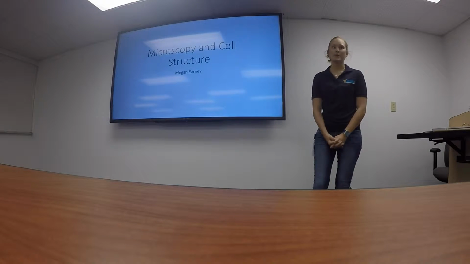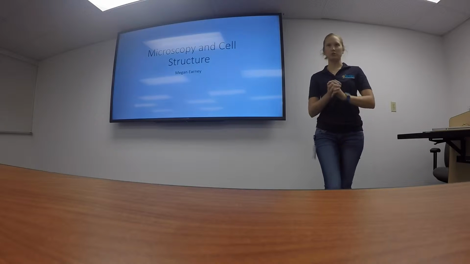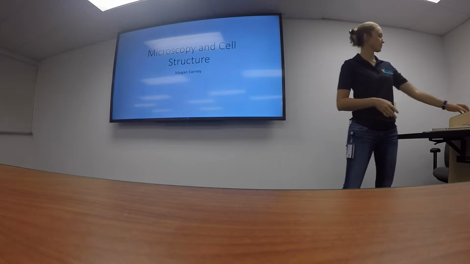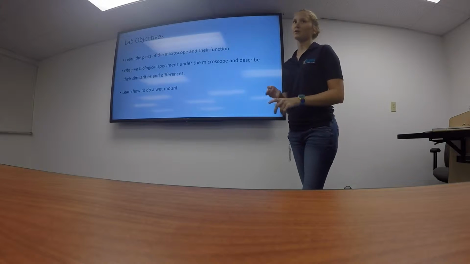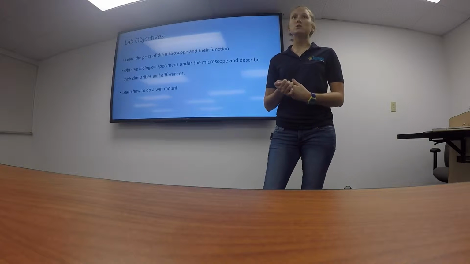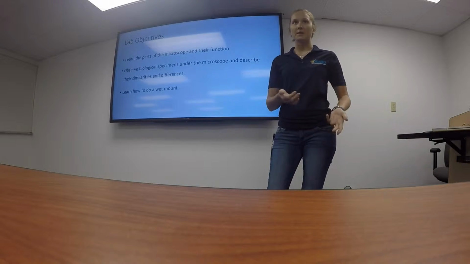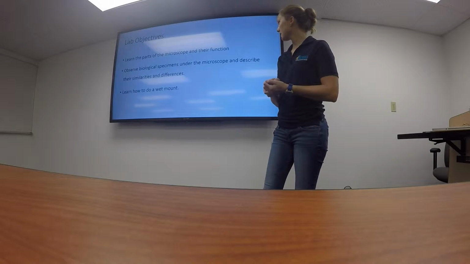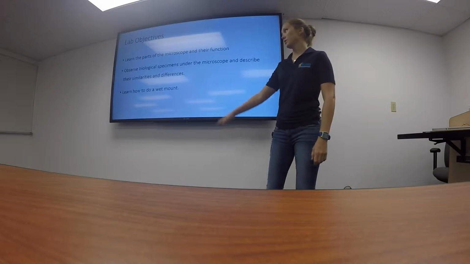Welcome back everybody to our second lab. This is our microscopy and cell structure lab, as you should know from the title of your lab manual. So we have a couple of things that we're going to cover today in lab. The first being how to use a microscope and learn the different parts and the functions of the microscope. We're going to use biological specimens on two different types of microscopes, a compound and a dissecting, and compare the similarities and differences. And then lastly, we're going to learn how to do a wet mount.